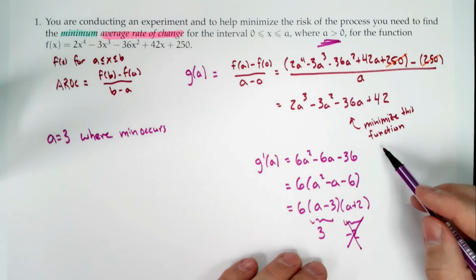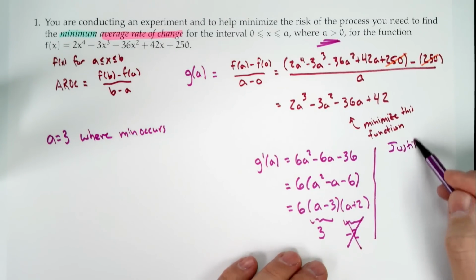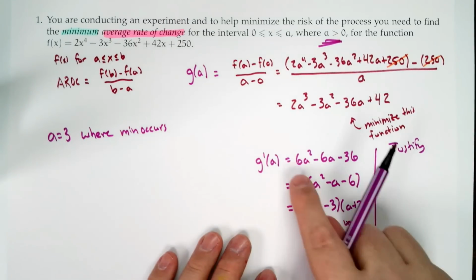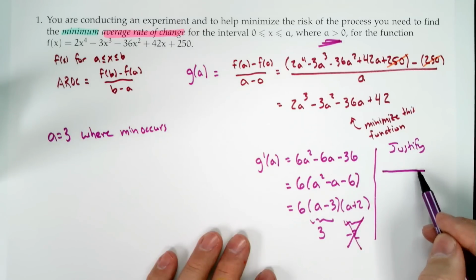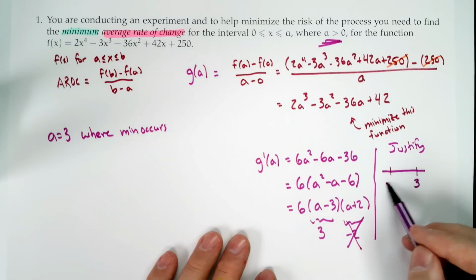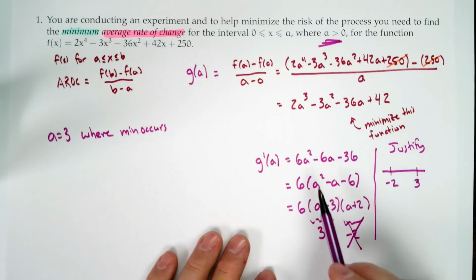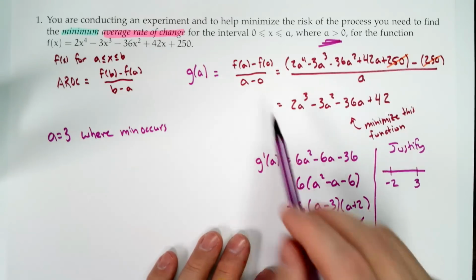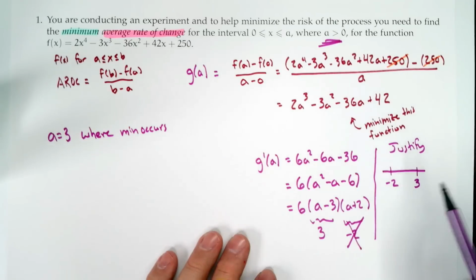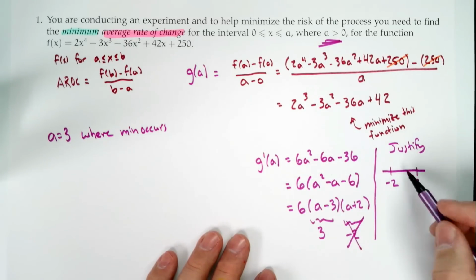That's actually a good point, so we should be ready to justify. Let's do a quick justification. We have our g prime of a. It exists for all numbers, and something can happen at 3 and at negative 2. You can plug in 1 if you're nervous about 0, so you don't have to worry about 0 over 0 here. Plug in 1, you'll get 6 minus 36. So that tells you that g prime is negative.